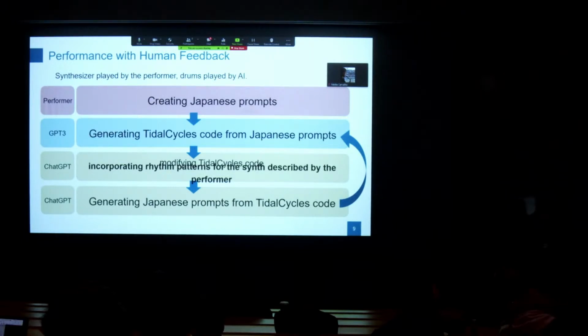To introduce diversity into the rhythm pattern, we'll generate the rhythms based on the performer's idea. The synthesizer part will be played by the performer, and for the drum part, the following approach will be taken. In step 3, where the code is modified, the synthesizer rhythm pattern will serve as a basis for the performance, with ChatGPT modifying the code.